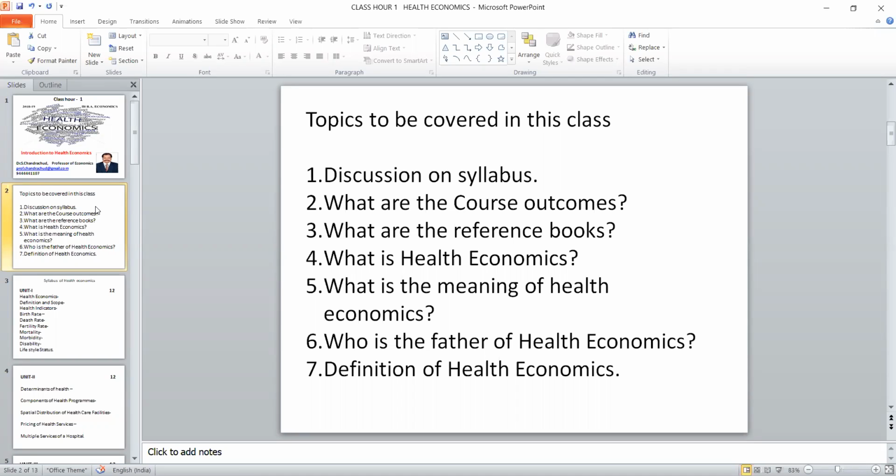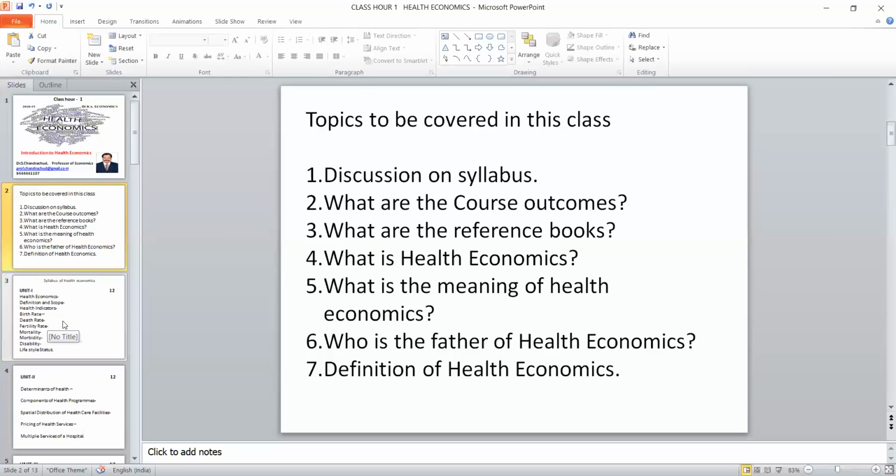Then, after completing our syllabus, one must be able to project. We should discuss what the course outcomes of this particular syllabus are. Then I will suggest some reference books for this subject. Then we will start Unit 1. In today's class, we will discuss what health economics is, what we mean by health economics, who the father of health economics is, and one or two definitions. With this, we will complete the class.